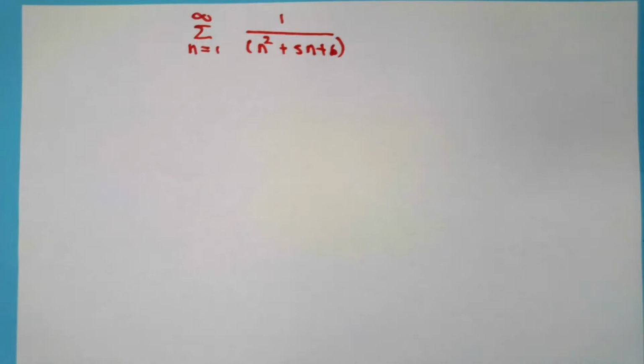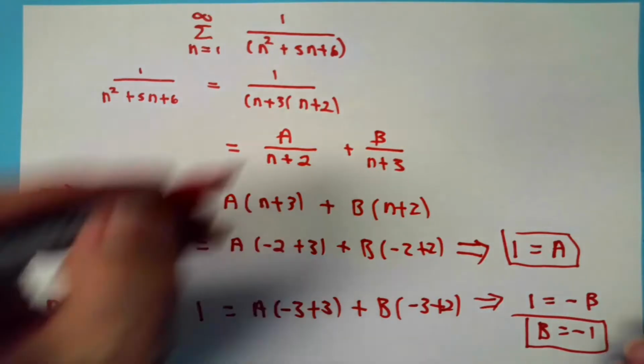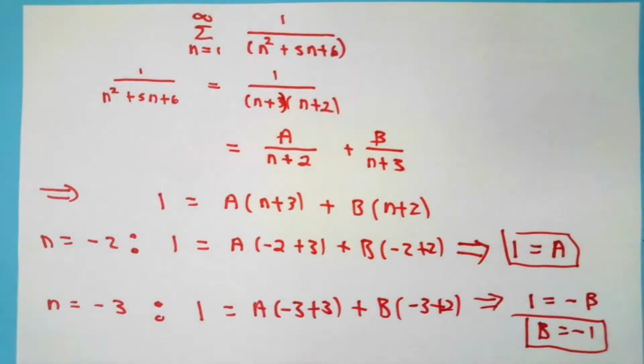If I notice that I can do some algebra manipulation here, I can figure something out though. I can factor n squared plus 5n plus 6 into n plus 3 times n plus 2, and then I can do the method of partial fractions to determine the values of a and b.